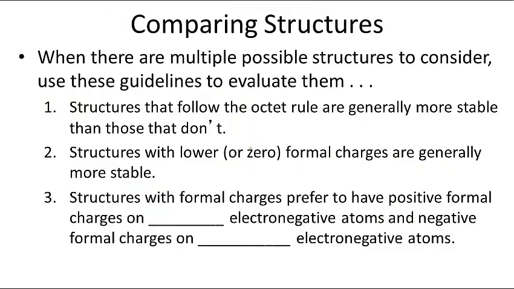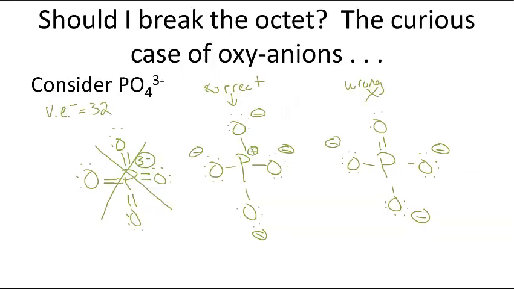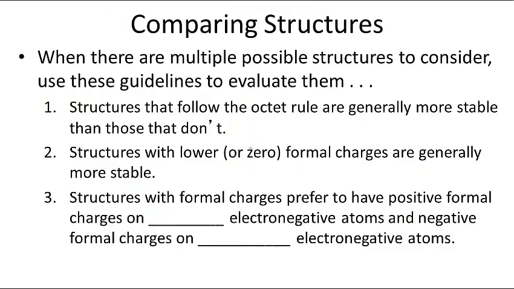All right. So when there are multiple possible structures to consider, use these guidelines. Structures that follow the octet rule are generally more stable than those that don't. So keep the octet whenever you can. Don't break it unless you have to. Structures with lower or 0 formal charges are generally more stable, which is why there's some conflict between these two structures. Here on the left, you have a lot more formal charges. On the right, you have a broken octet. So generally, you don't want to break the octet.